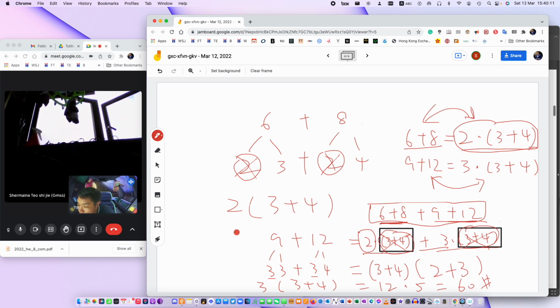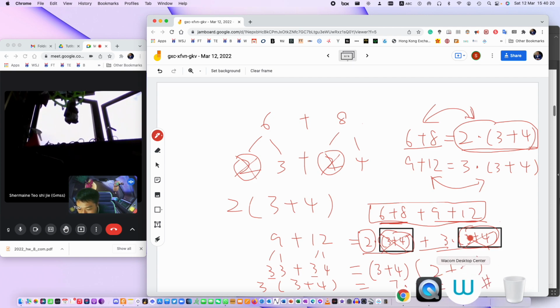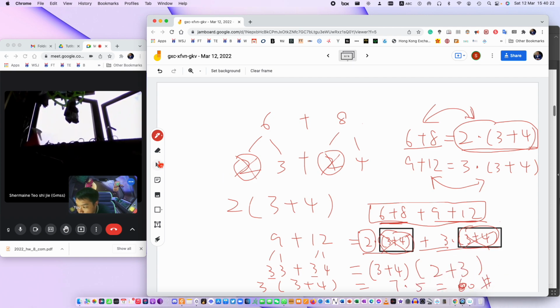Yeah. Oh, by the way, this is not 12, this is 7. I'm so sorry. 3 plus 4 is 7. So use a calculator as much as possible. So it's 35. But I'm not showing you the answer so much. I'm showing you the approach. Does this all make sense to you now?